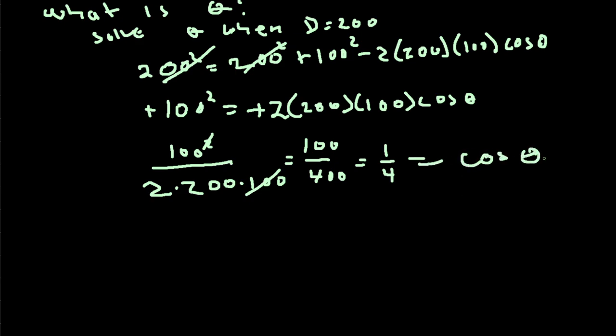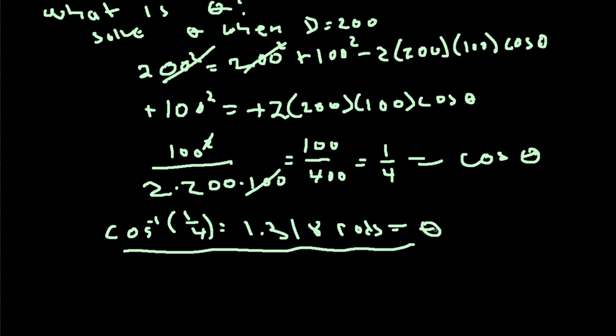There we go. So I can take the inverse cosine here. Inverse cosine of 1/4. And if your calculator is in radians, that should give us 1.318 radians. That's equal to theta. So this is our theta.